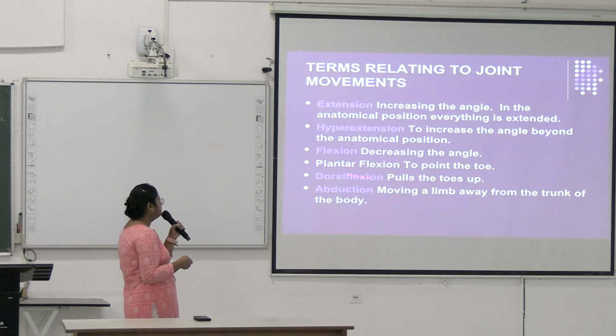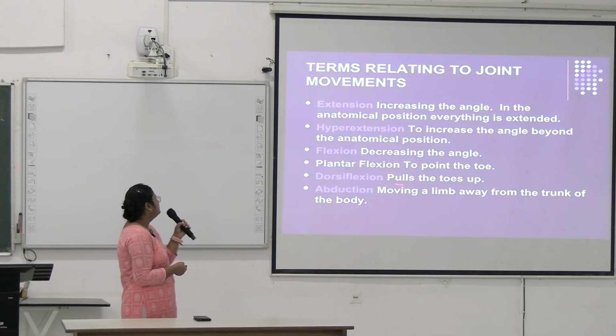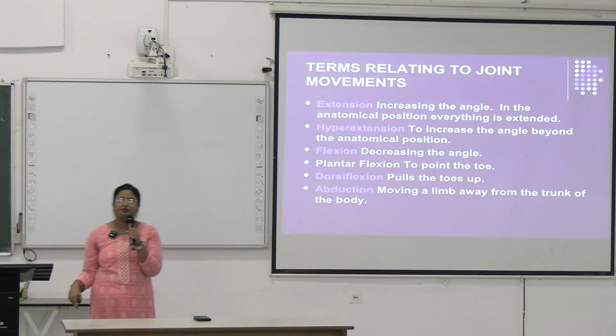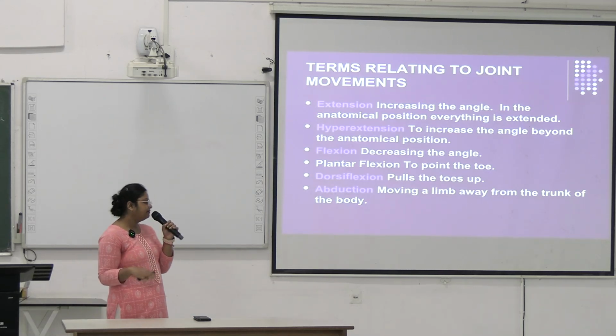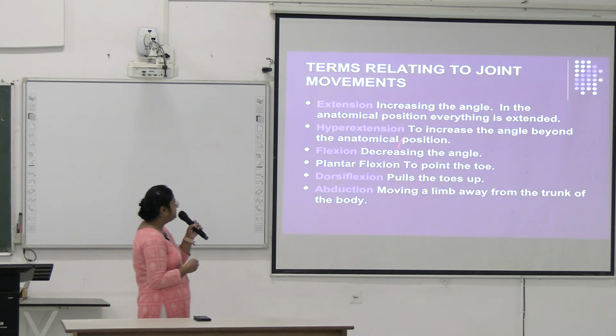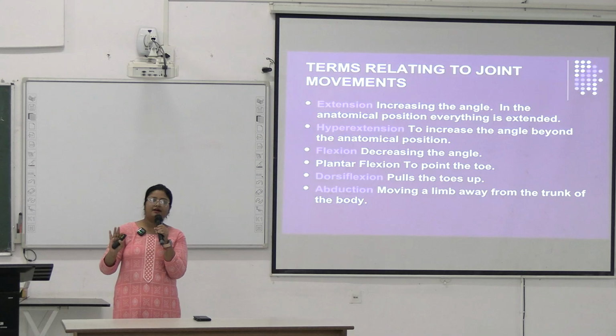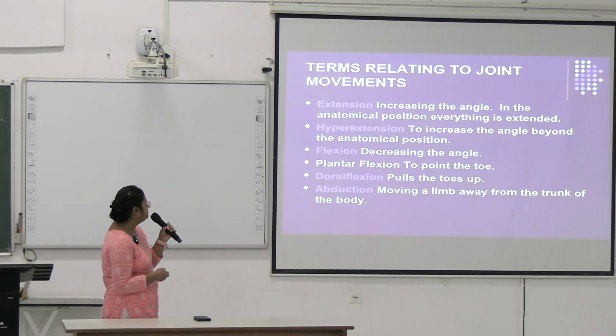Next is flexion, decreasing the angle. This movement is the flexion. And plantar flexion, to point the toe. Plantar flexion occurs in the foot. The foot goes downward towards the plantar aspect. Dorsiflexion pulls the toes up. The foot plate is pulled upward. That is dorsiflexion.